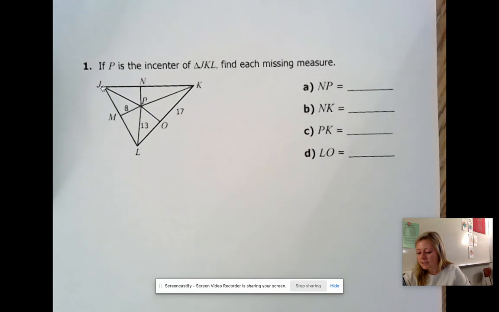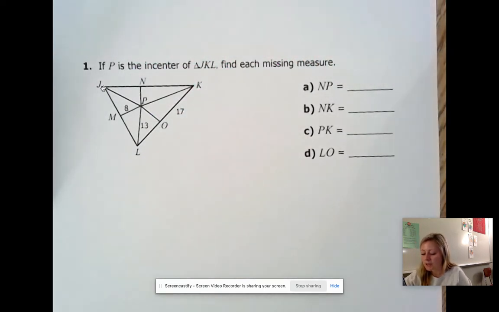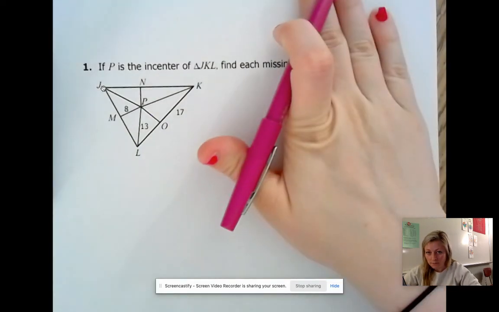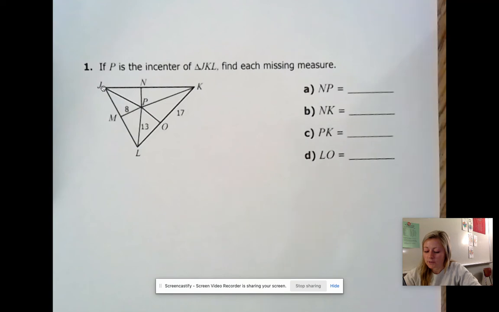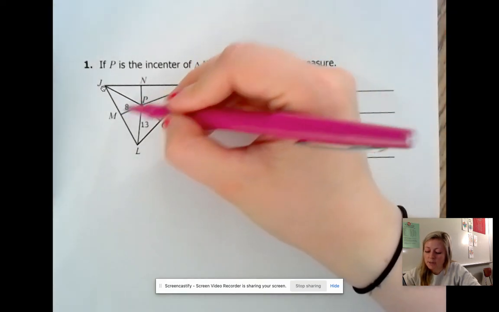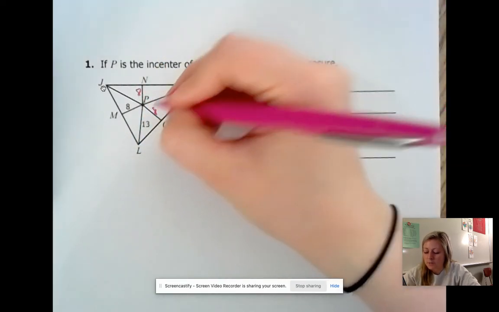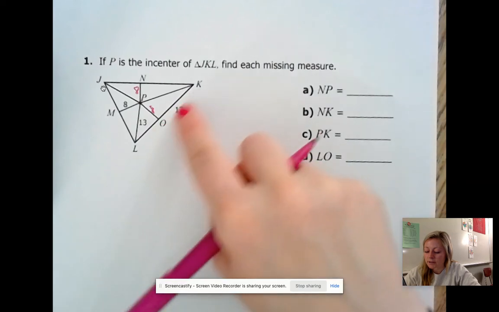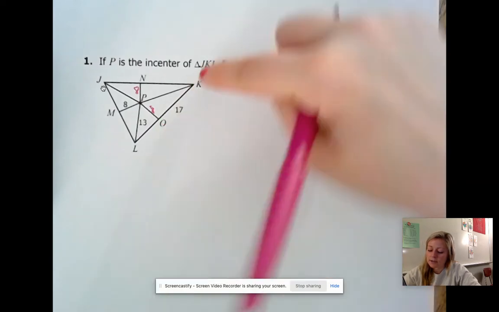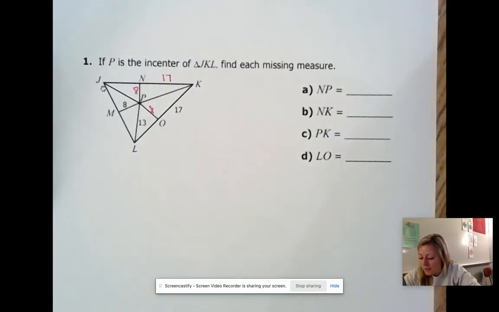Here we go. It says if P is the incenter of triangle JKL, find each missing measure. So again, I think instead of focusing on what we're trying to find, let's label what we can and then we'll go from there. So if we review, P is the same distance away from all of the sides. So if this is 8, so is NP and so is PO. And then if we work our way around our triangle, OK is 17. So then I know that NK is 17. And that may be all we can do right now.